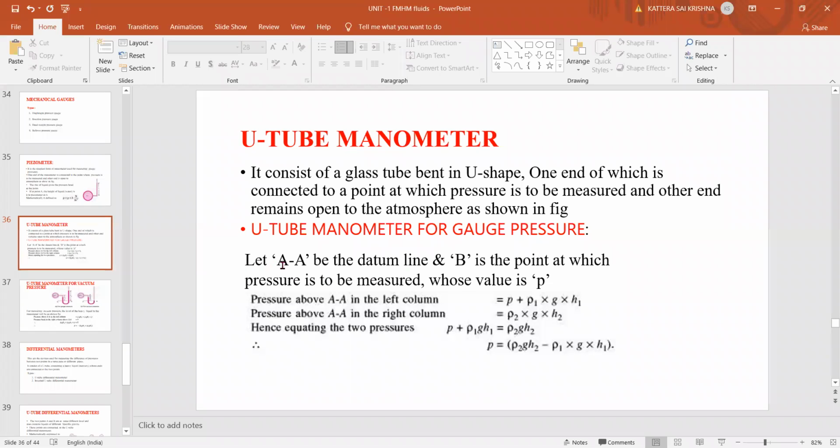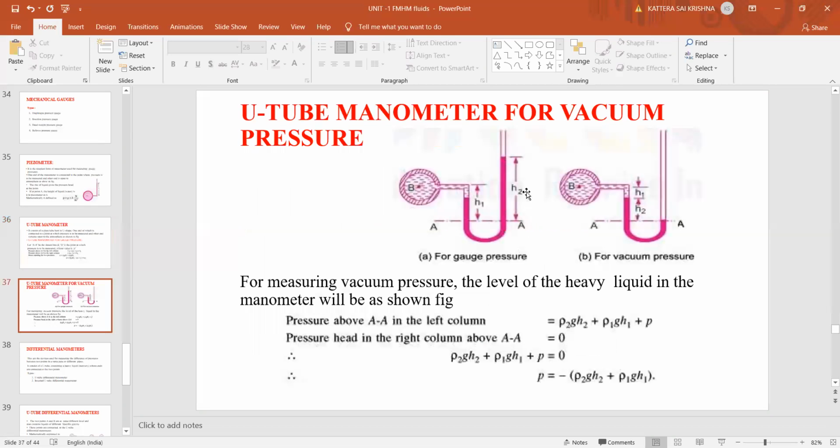Okay. So let us see the first figure. If you see here, this figure is for gauge pressure. As the fluid flows in this, this water pushes the manometric fluid here, so you'll get two readings. H1 is the reading above, in the left limb. H2 is the reading in the right limb. Already we know what H1 and H2 are.